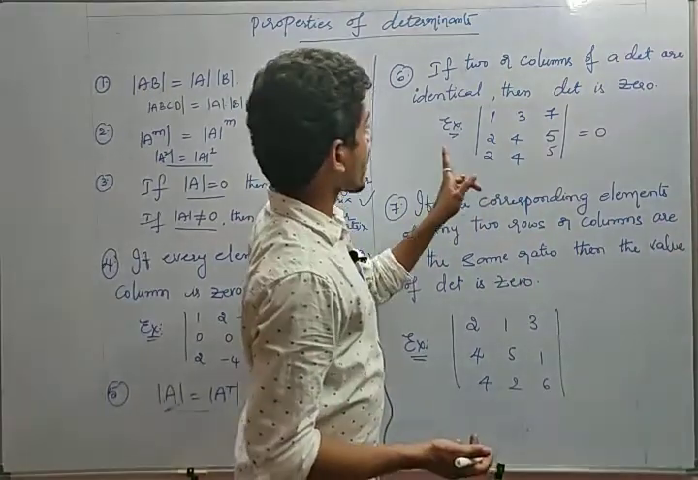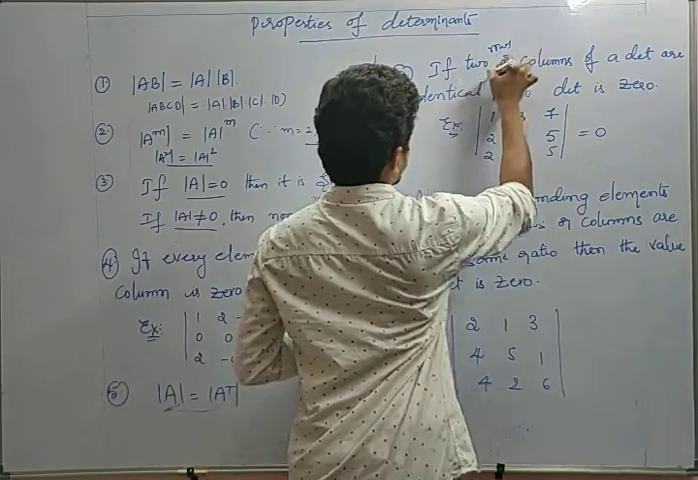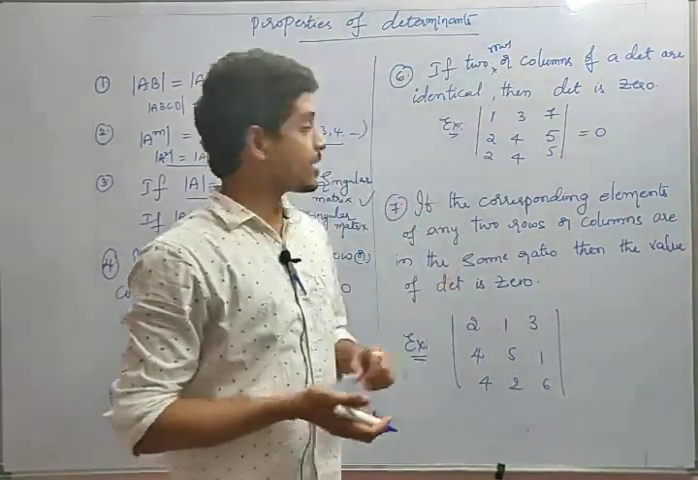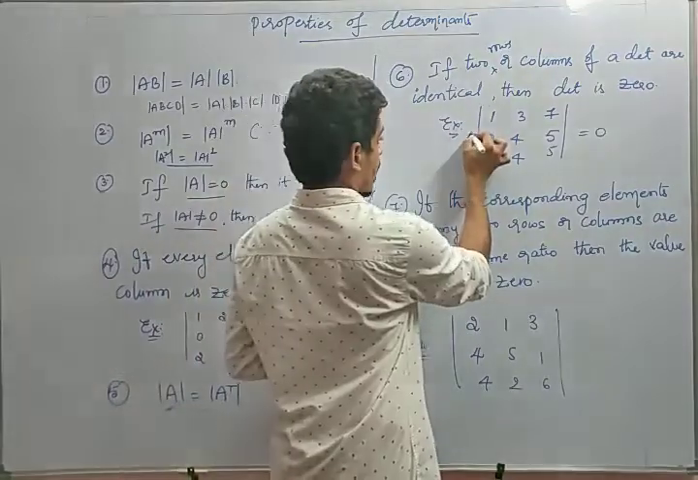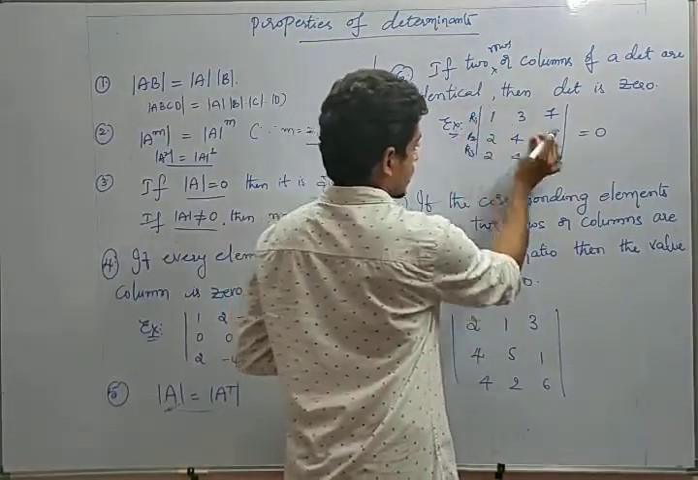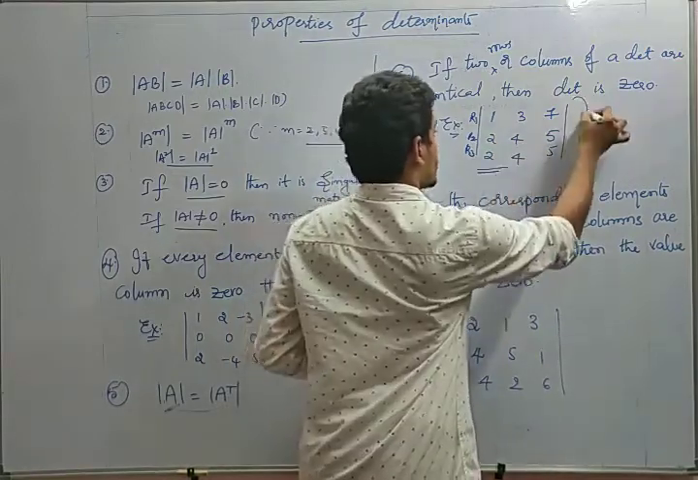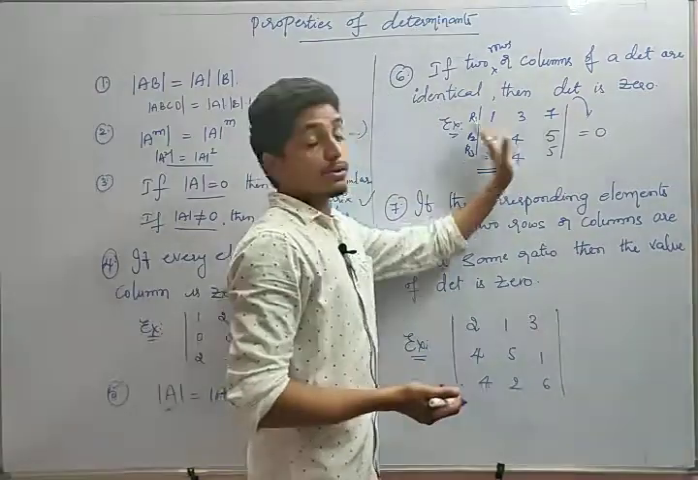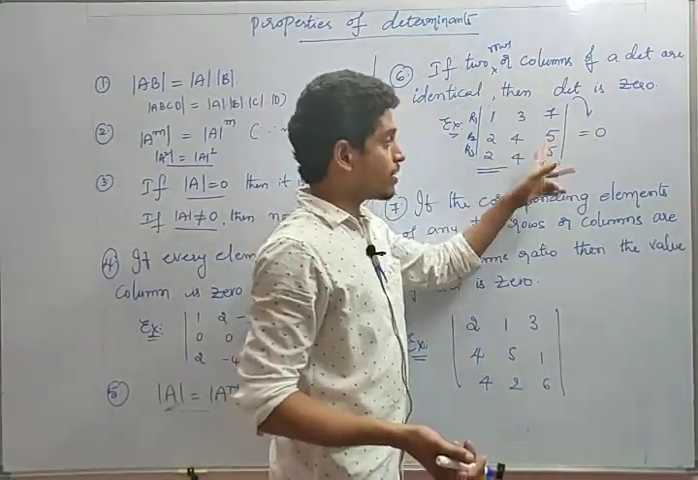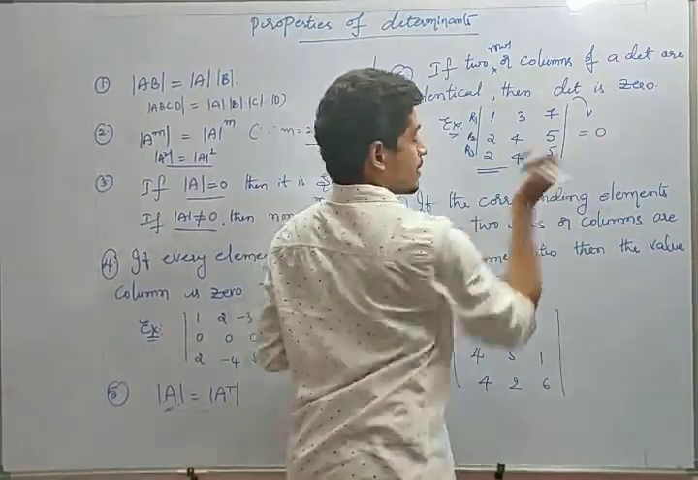Next one: if two rows or columns of a determinant are identical, then the determinant is 0. In the sense, look at R2 and R3. This is R1, right? So these 2 elements are identical, the same elements are there. In these cases also the determinant will become 0. Not only rows but also columns. If any 2 rows or any 2 columns are identical, then the determinant will become 0.